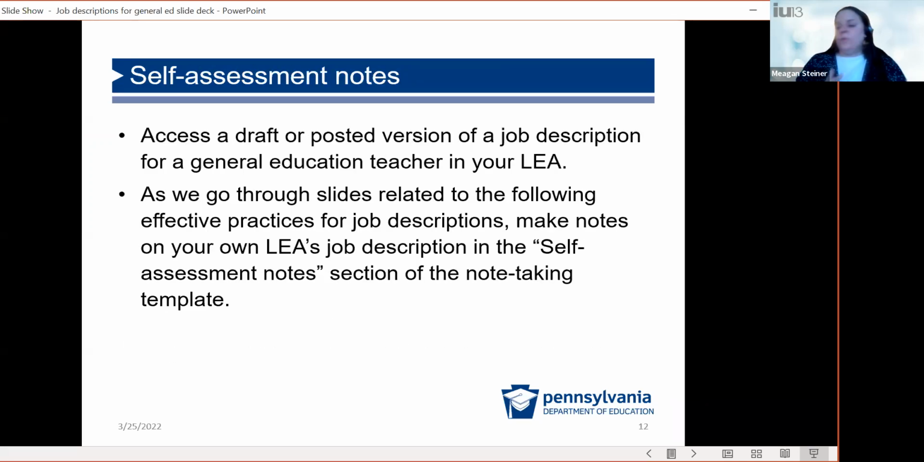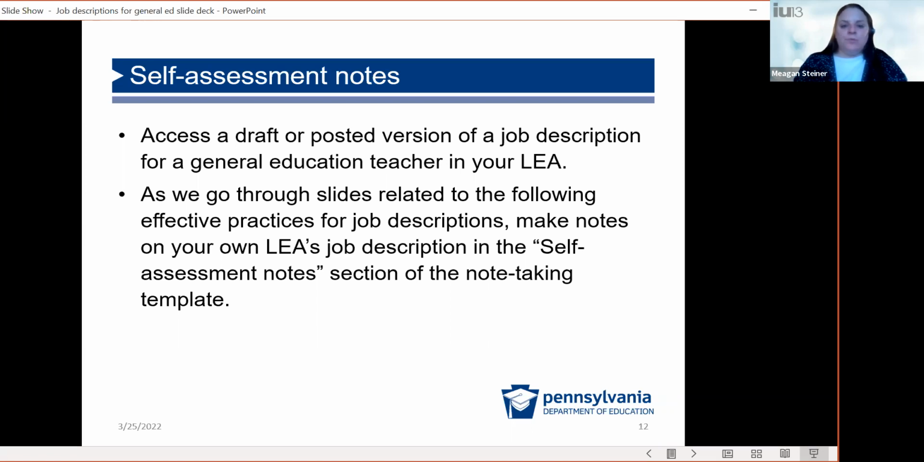So with that, we're going to use the note-taking template again. There is a section on pages 1 and 2 of self-assessment notes. And this is just for yourself. You don't have to share it with anyone else. Well, it would be a good idea to share it with colleagues in your LEA.